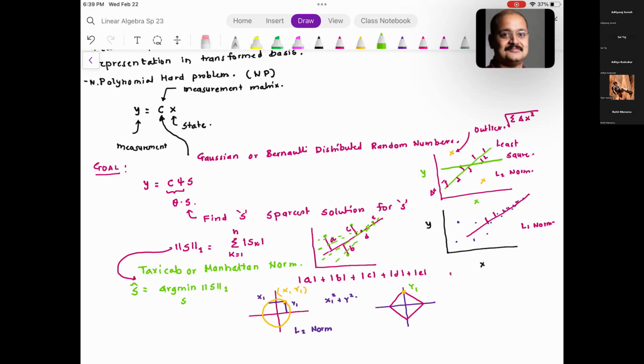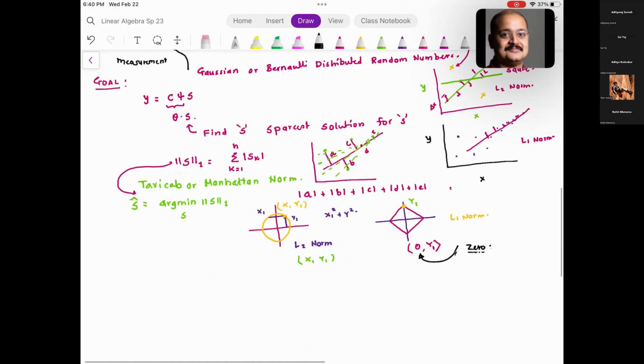So L2 norm will give the solution x1, y1, and L1 norm is going to give you the solution 0 and y1. Now please try to understand what happened here. L1 norm gave me a sparse solution. What does that mean? L1 norm gave me a solution where one of the variables, or one of the values, was 0.